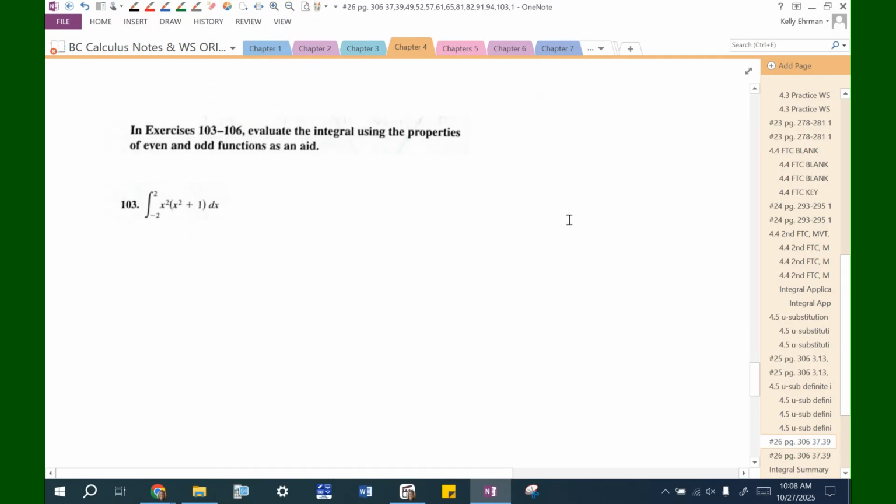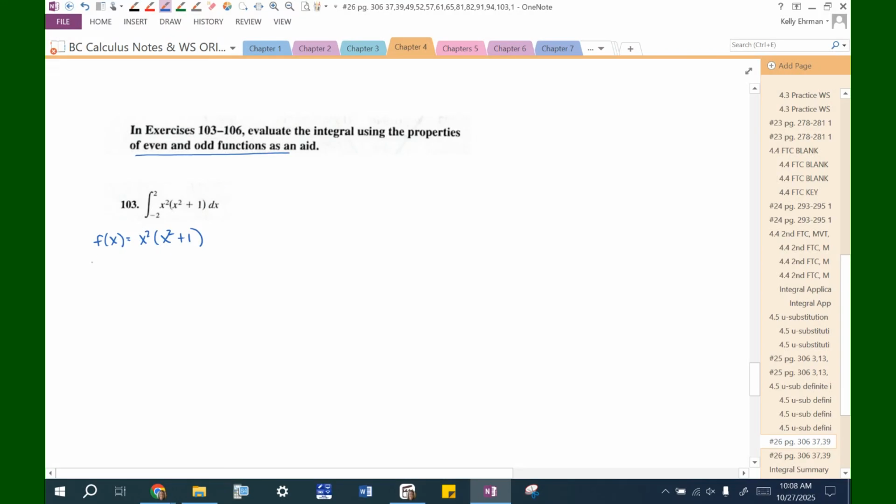All right. Evaluate the integral using properties of even and odd functions as an aid. So I could just go through and integrate from negative 2 to 2 on this one, but they want me to think about even and odd functions. So first off, what is this function? It has all even exponents, so that's a good hint. Although all odd exponents with a constant could throw things off.